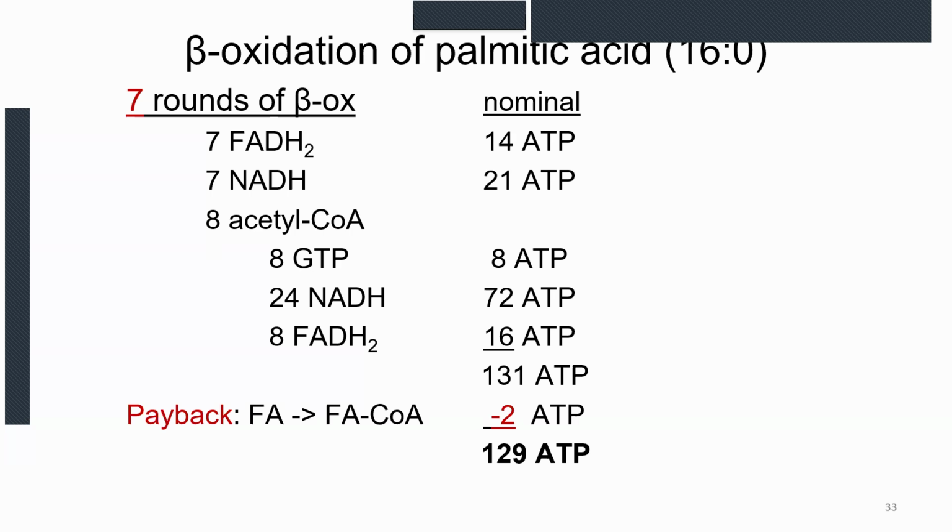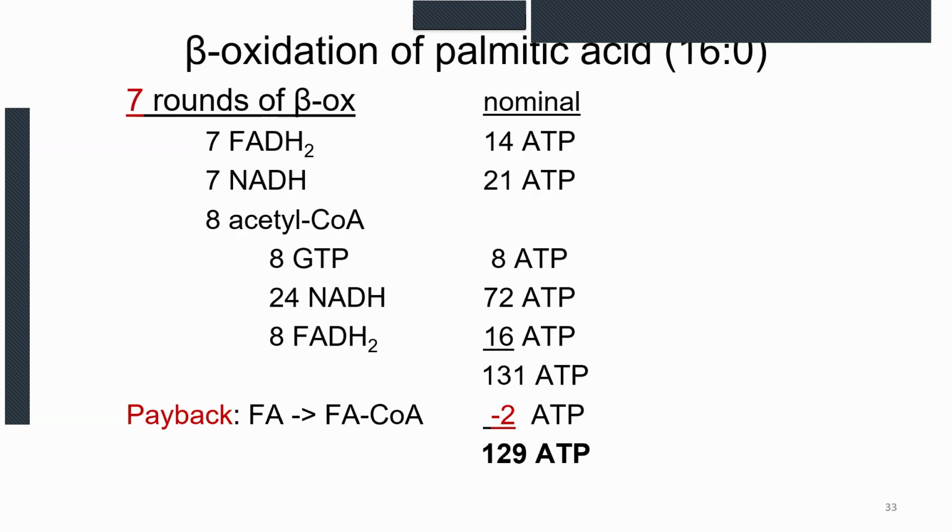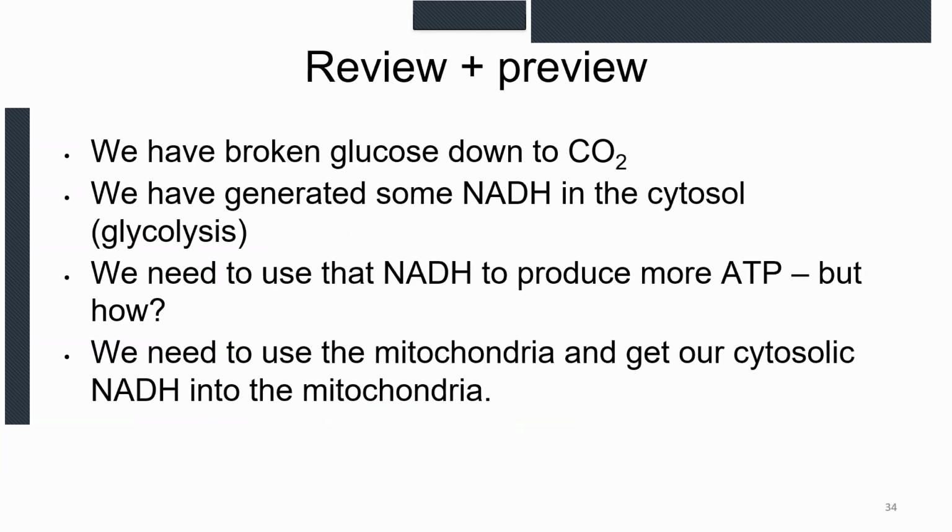Is the amount of energy that you get from an unsaturated fatty acid going to be different? Absolutely. There's no doubt about it. Now, just as a little bit of a review, we've broken glucose down to CO2. We've generated some NADH in the cytosol through glycolysis. We need to use that NADH to produce more ATP, but how?